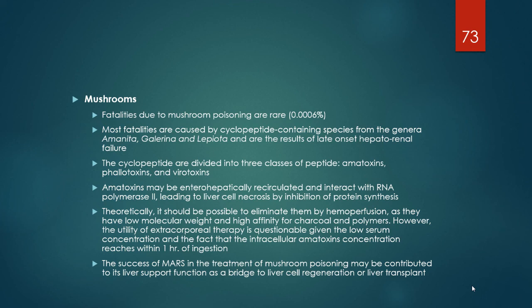amatoxins, phallotoxins, and virotoxins. The amatoxins may be enterohepatically recirculated and interact with RNA polymerase II, leading to liver cell necrosis by inhibition of protein synthesis. So theoretically, it should be possible to eliminate them by hemoperfusion, as they have low molecular weight and high affinity for charcoal polymers. However, the utility of extracorporeal therapy is questioned given the serum concentration and the fact that their intracellular amatoxin concentration reaches peak within 1 hour of ingestion.